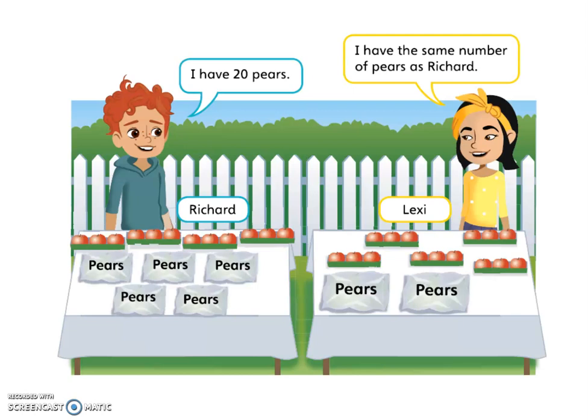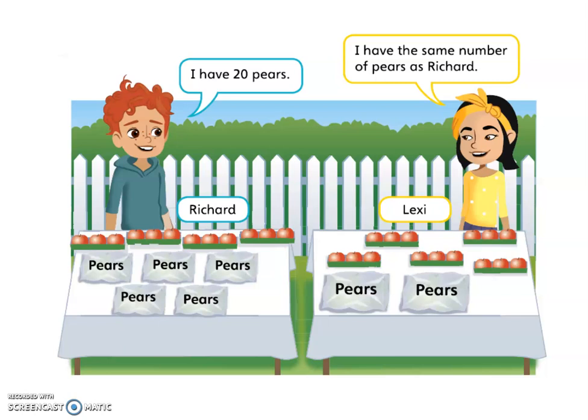So now it's time to open our textbooks, and we can see in our Discover section we've got our first image, and this shows Richard and Lexi both stood at their tables, and they have a selection of fruit. They've got some apples and they've got some pears on their table. Now question 1 asks, who has more apples? Is it Richard or Lexi?